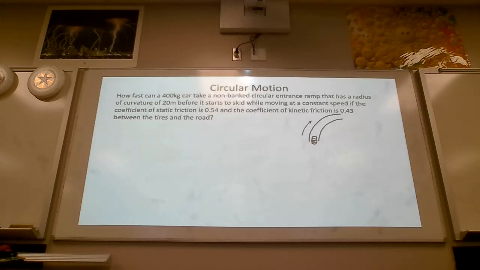How fast can a 400-kilogram car take a non-banked circular entrance ramp that has a radius of curvature of 20 meters before it starts to skid while moving at a constant speed, if the coefficient of static friction is 0.54 and the coefficient of kinetic friction is 0.43 between the tires and the road?